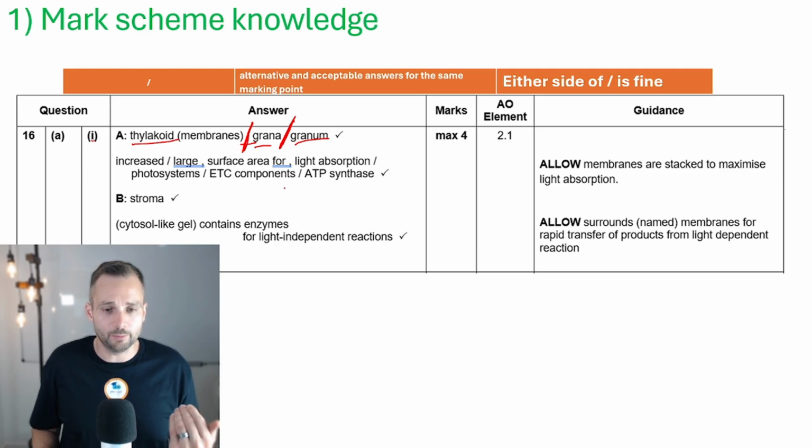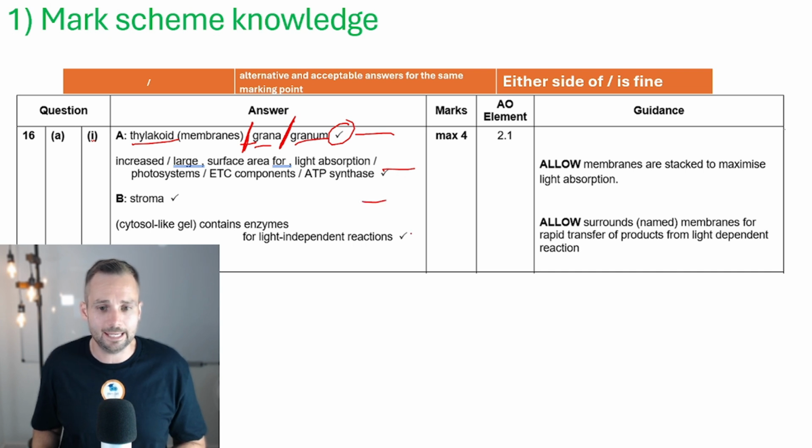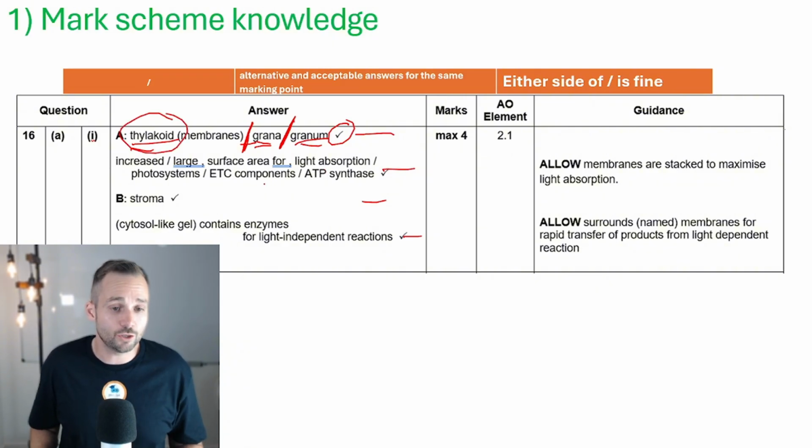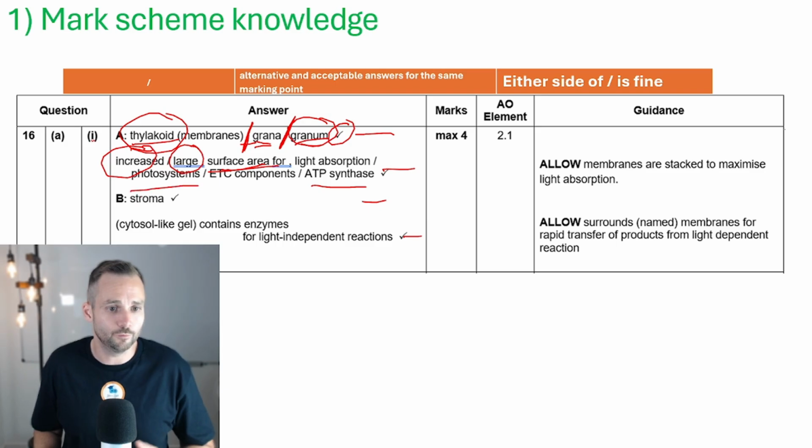And then the next point brings us to these ticks. So a tick, each line for OCR A is a marking point. Therefore, you couldn't say thylakoid, grana and granum to get 3 marks. You could only do that to get 1. And you can mix and match these with your answers in the mark scheme. So for instance, you could say the thylakoid provides a large surface area for ATP synthase, or you could say the granum increases surface area for light absorption or for photosynthesis.